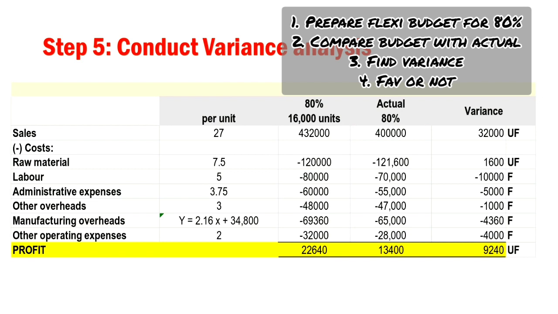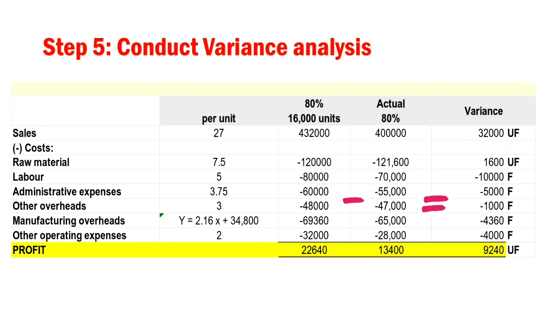Now we can compare between budget and actual. How to compare? You just compare the difference line by line. So 432,000 minus 400,000, you get 33,000. 120,000 minus 121,600, you get 1,600. Okay, the difference you calculate from sales until profit. So in order to identify whether it is favorable or unfavorable, you should see whether it is income or expenses or cost.